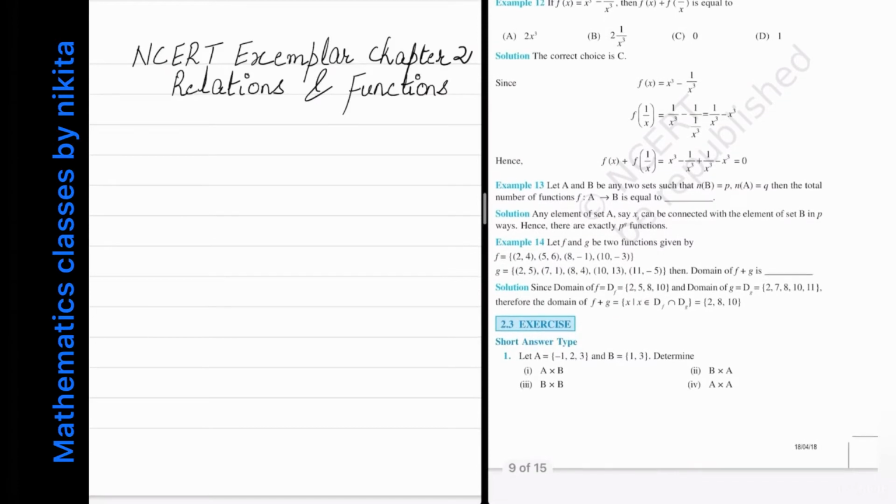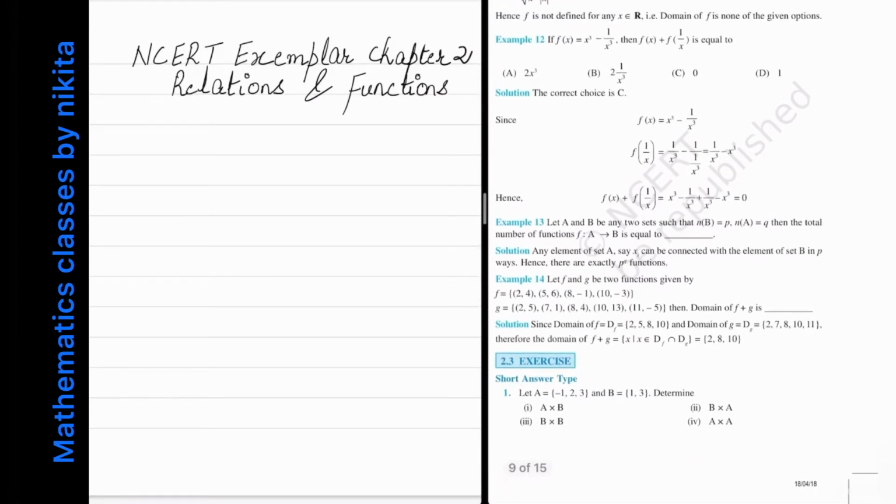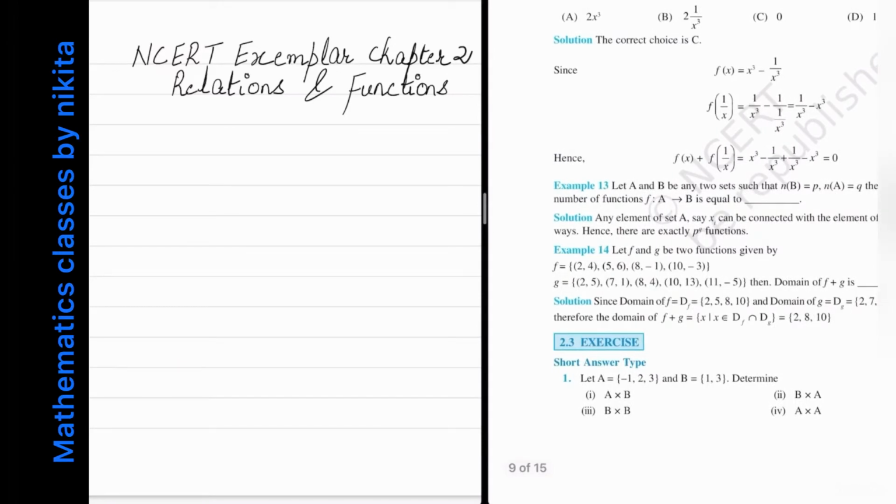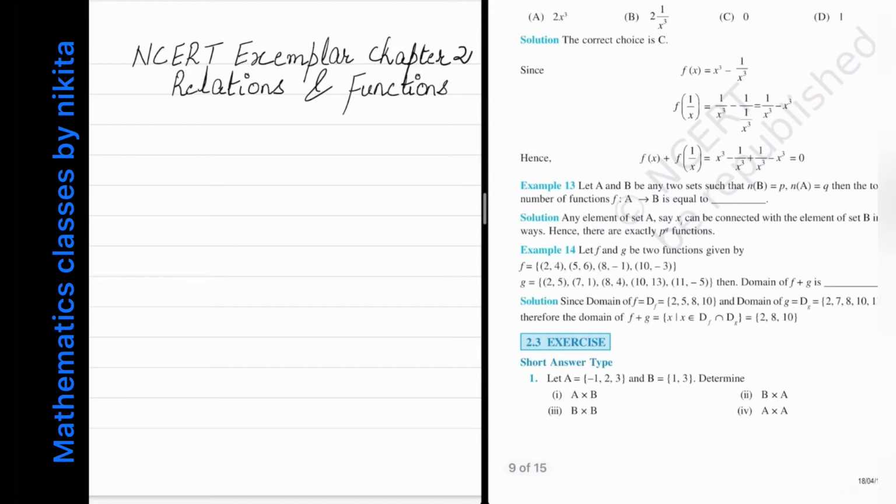So you can see that on the right hand side I have opened the book, the exemplar, and on the left hand side I will be solving the questions. So here it is given exercise 2.3, or rather it is section 2.3. First we have some short answer type questions. So let's see the first question.